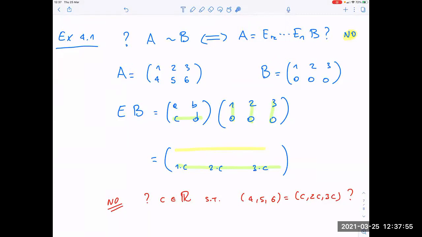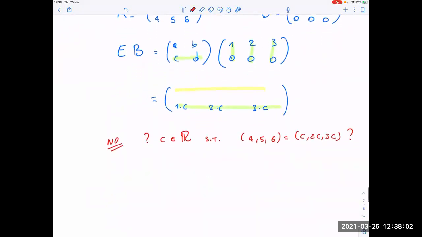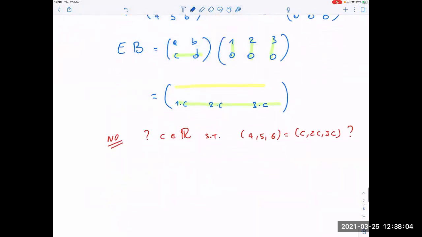Oh, now I see what Giancarlo Herrera meant. Yes, you cannot go from A to B. That's another way of saying that. Good. Let's have a look at the third one.